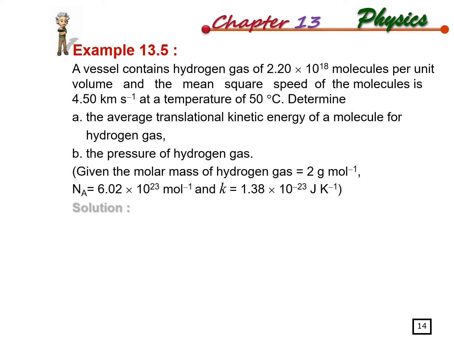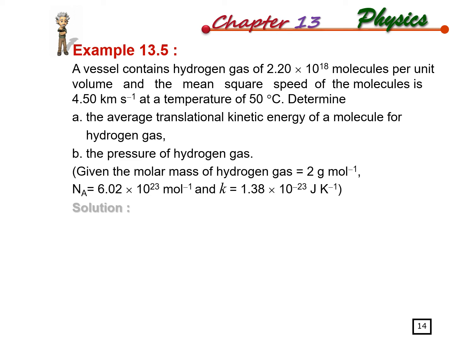Example 13.5. We have a vessel which contains hydrogen gas with 2.2 times 10 to the power of 18 molecules per unit volume, and the mean square speed of the molecules is 4.5 km per second at a temperature of 50 degrees Celsius. They want us to determine A, the average translational kinetic energy of a molecule of hydrogen gas, and B, the pressure of the hydrogen gas. Given the molar mass of hydrogen gas is 2 grams per mole.